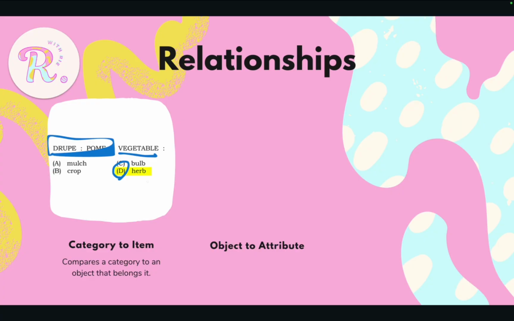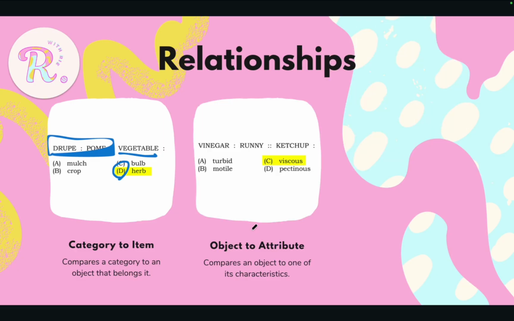Object to attribute is also known as the description relationship or the characteristic relationship. Okay, this is the one where it compares an object to one of its characteristics. Example, we have here vinegar is to runny, as ketchup is to blank. So vinegar has a runny consistency, it's fluid, it's liquidy. You could easily see that runny is a descriptive word for the vinegar, which is more of a fluid type, whereas ketchup could be described as what? Ketchup could not be described as turbid, or motile, or pectinous. The most appropriate word would be viscous.